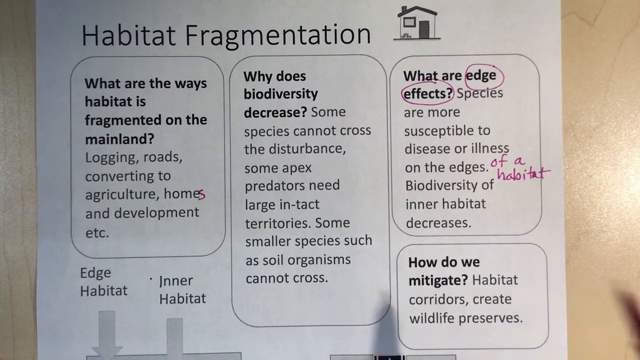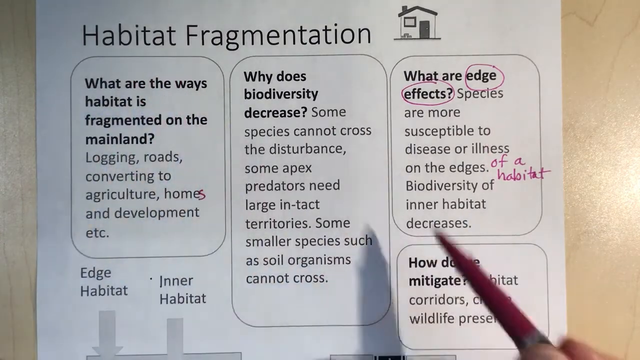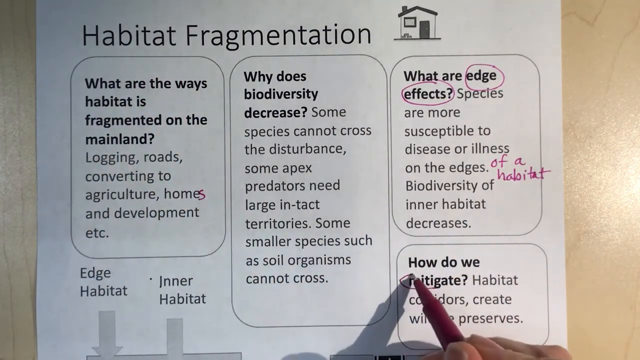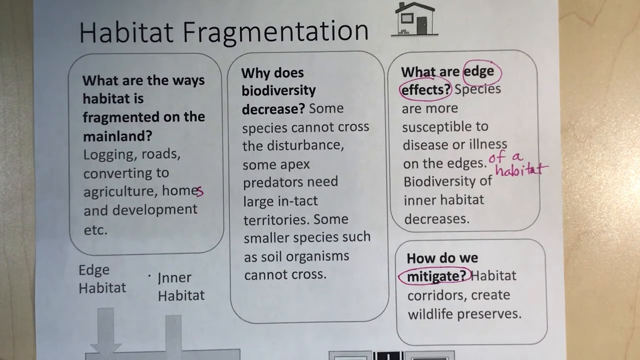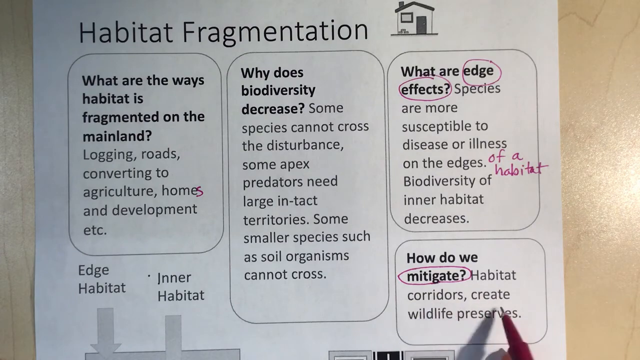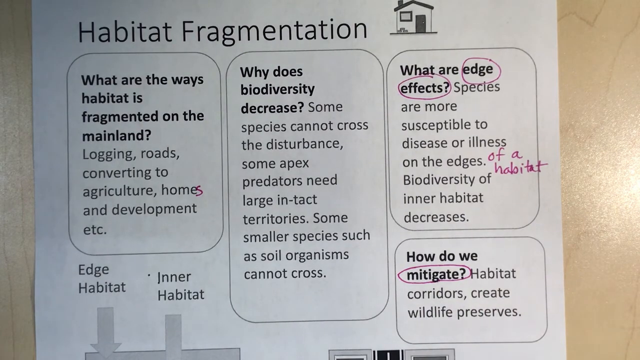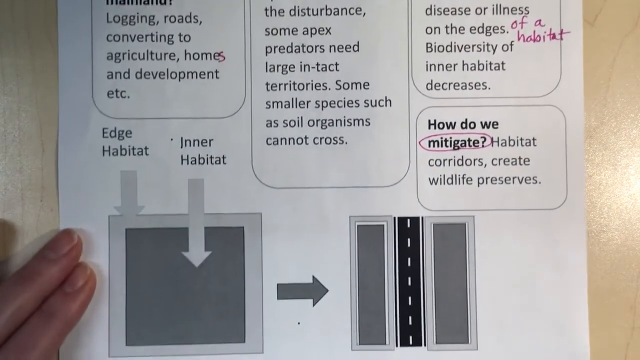And how do we fix this? So how do we mitigate? Mitigate is an academic vocabulary word that is often used on the AP test. Mitigate means to fix. So we can help fix the problems of habitat fragmentation by creating habitat corridors, creating wildlife preserves, etc. So here's a picture.